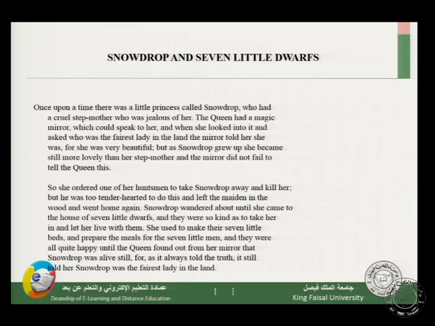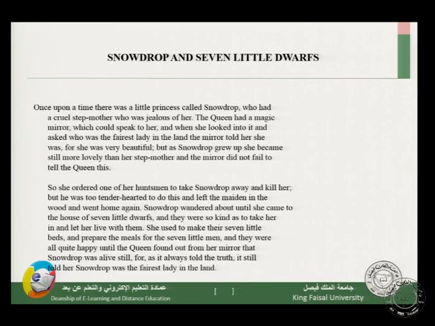Next story is another very famous story, Snowdrop and the Seven Little Dwarfs. I think most, if not all of you, also know this story or have a good background about it, and it's very much seen in cartoons for children. You see it on TV almost every day or every week.